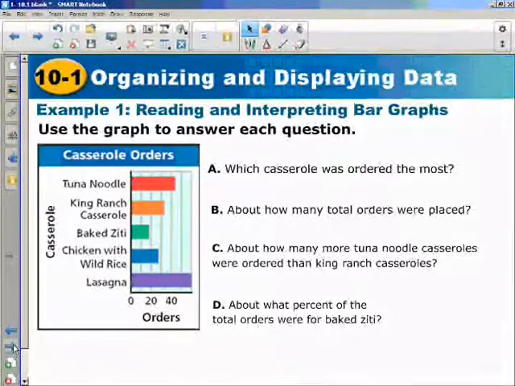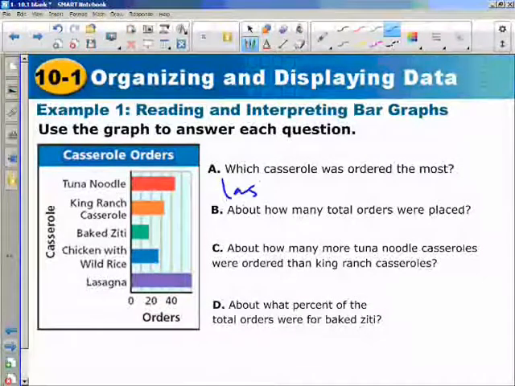For example, use the graph to answer each question. Which casserole, or as we say in Minnesota, which hot dish, was ordered the most? And we just look at the length of the bars and see that it was lasagna. About how many total orders were placed? And if we want to figure that out, we're just going to use our scale here. It looks like this would be 60.